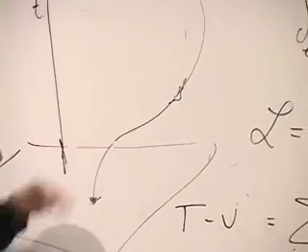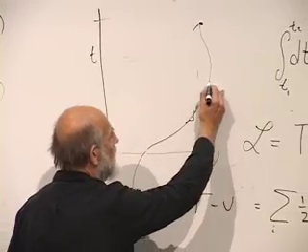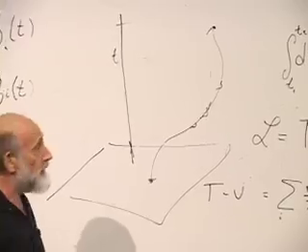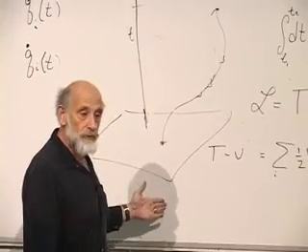So if I knew that the action was minimum for every little displacement that I could make of the trajectory, that would be the same as knowing that the action was minimum for the whole trajectory.